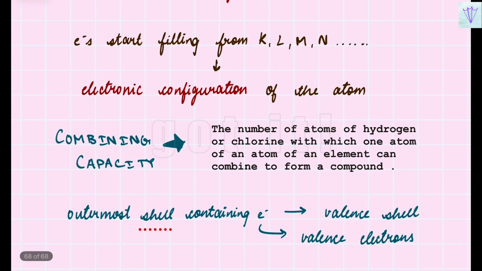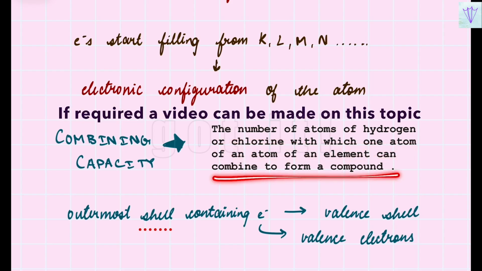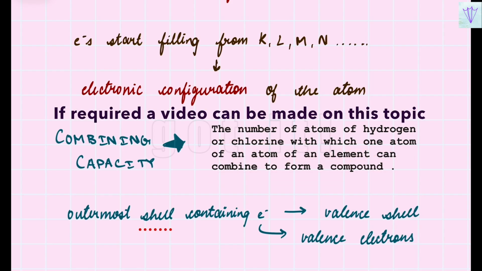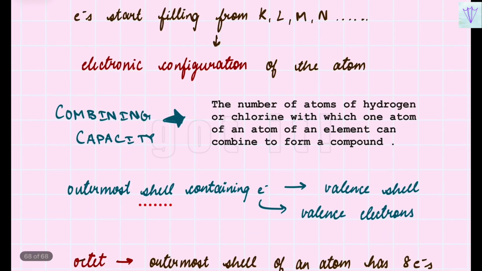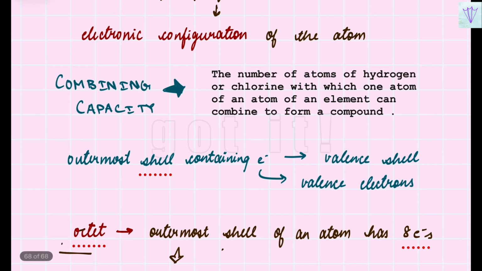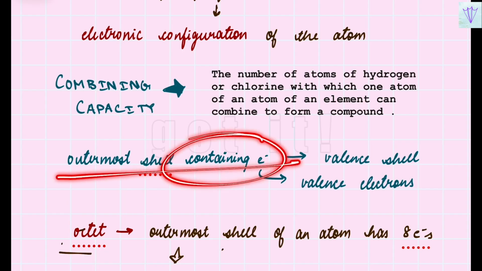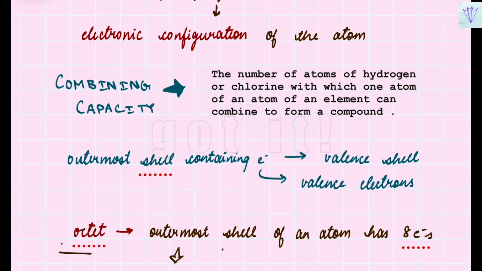What is the combining capacity? It is the number of atoms of hydrogen or chlorine with which one atom of an element can combine to form a compound. What is the outermost shell containing electrons? The outermost shell which contains electrons is known as the valence shell, and these electrons are called the valence electrons.